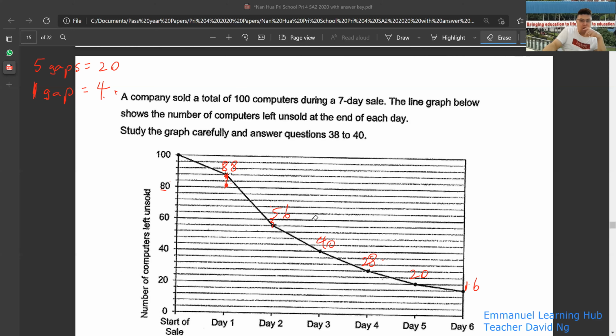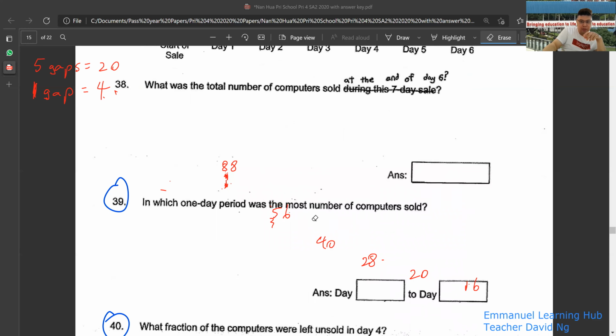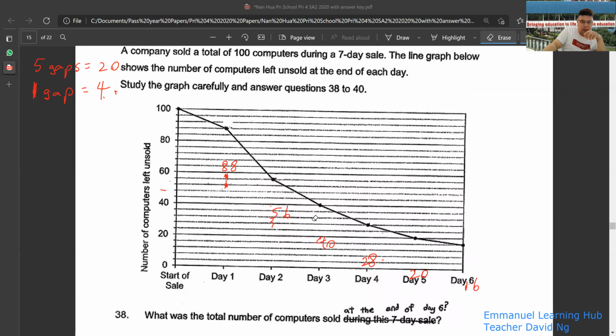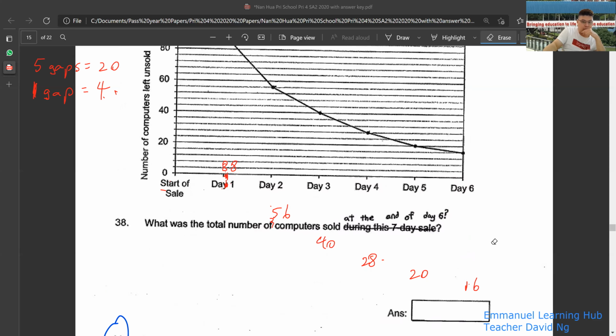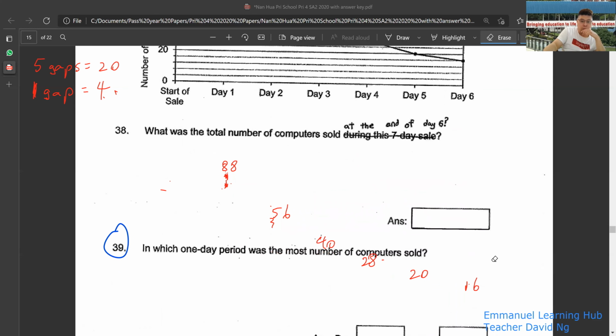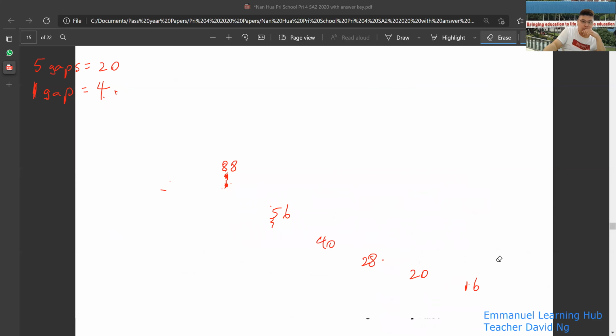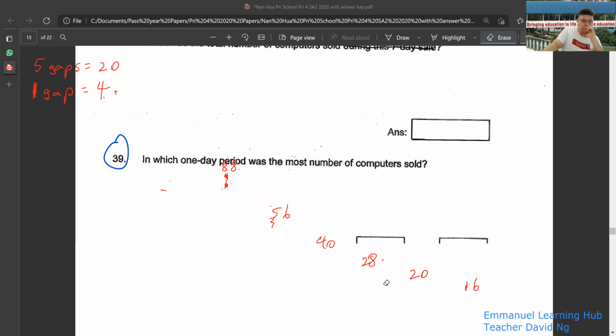Okay, they're asking for which 1 day period. That'll be day... Is it day 1 to day 2? Yes. Correct, day 1 to day 2, right? Yeah. Okay, day 1 to day 2.